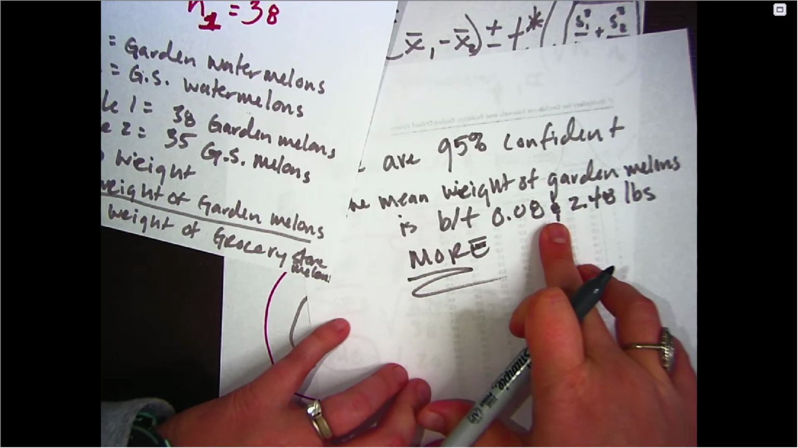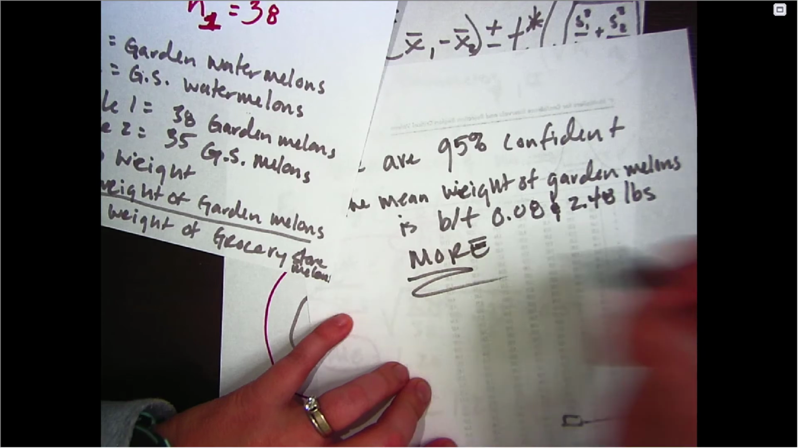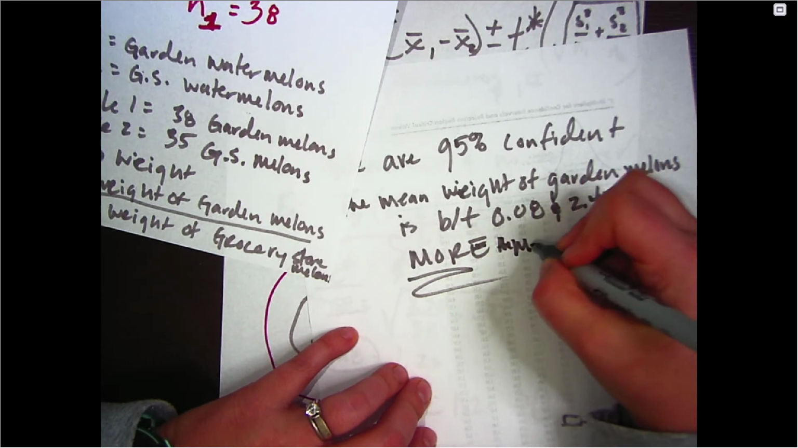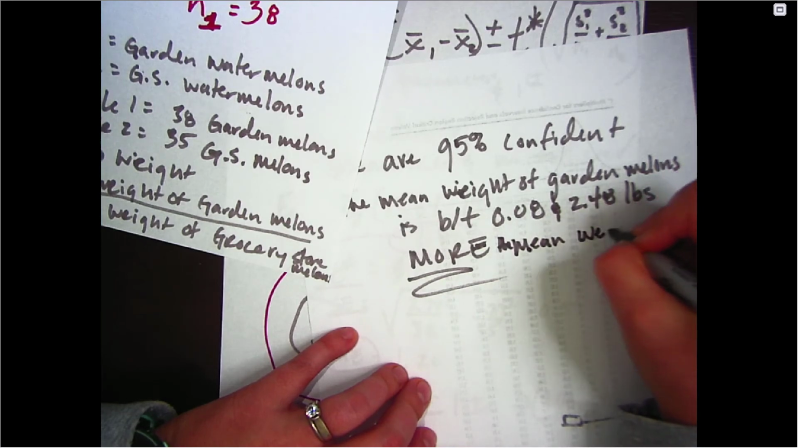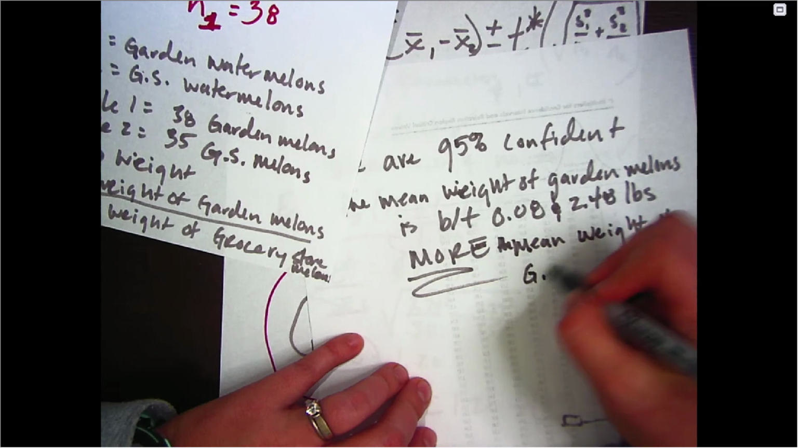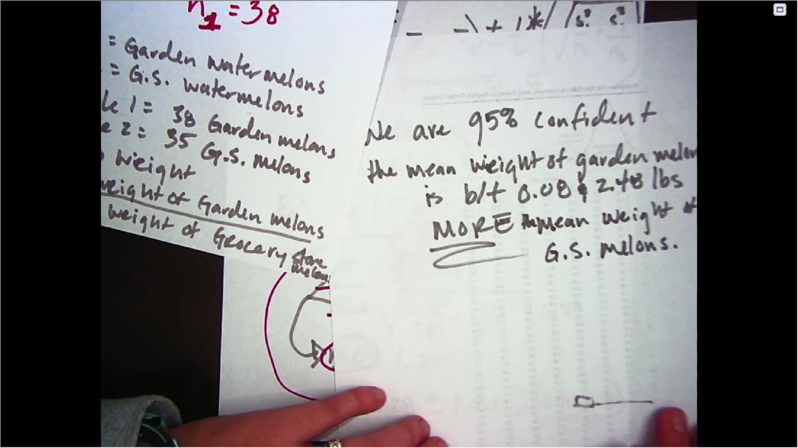And I'm saying more because the interval is positive. So if the interval was negative, you would switch the negatives to a positive, but then say less. So we're saying more because it's positive. And then I'm stating my second parameter. So that's mean weight of grocery store melons. And that's it.